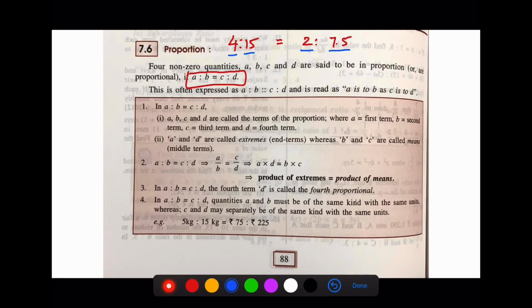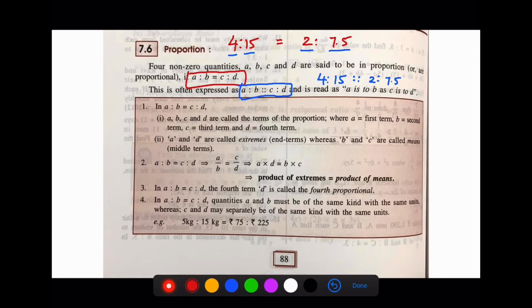Okay, and I can also write the same as A is to B as C is to D. So 4:15 as 2:7.5. That is how it is read. And let us look at some more details.